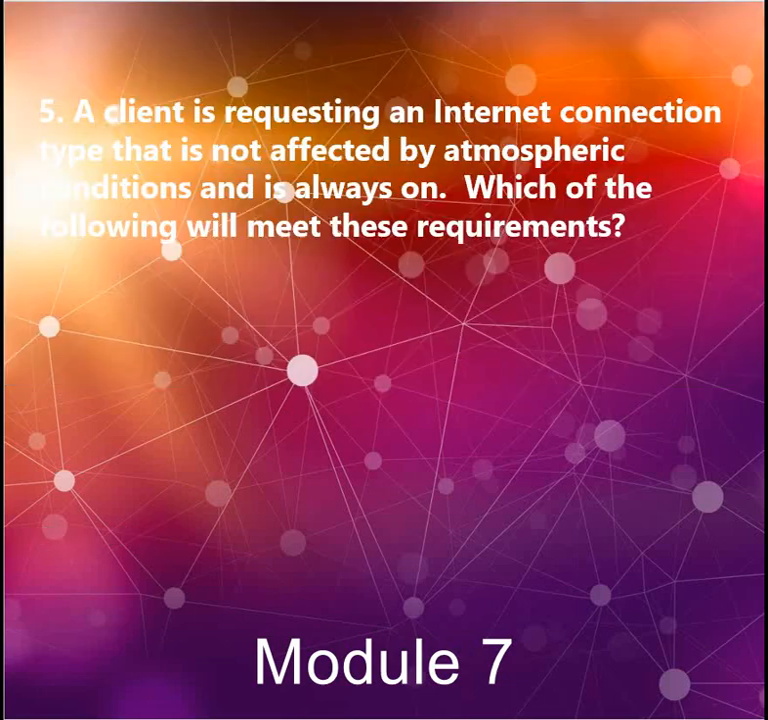So on to number 5. Number 5, a client is requesting an internet connection type that is not affected by atmospheric conditions and is always on. Which of the following will meet these requirements? So when I talk about atmospheric conditions, if you look at cellular, that's going through the air. So rain, weather, certain things like that can affect it.